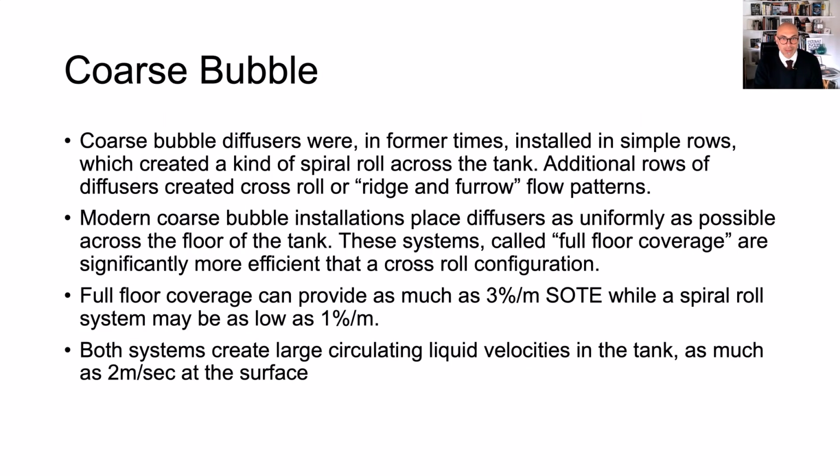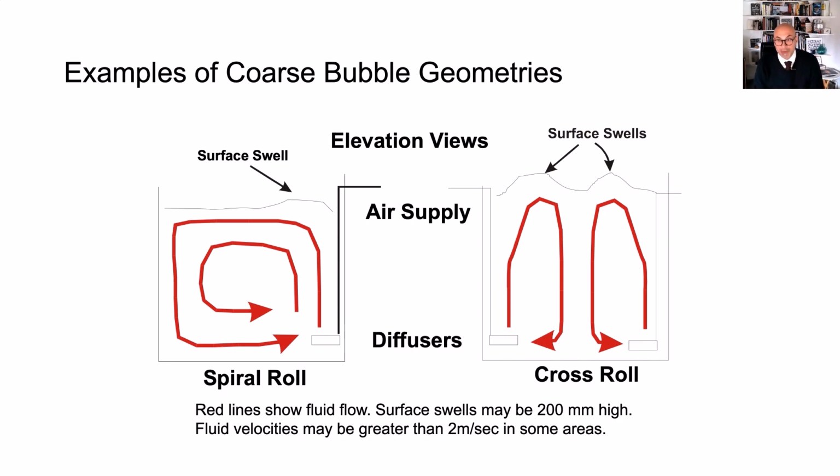And again, you can have different arrangements for coarse bubbles. They don't have to be full floor configuration. Their efficiency is much lower than fine bubble, and the best efficiency is when you have full floor coverage. If you have only one side or 2 rows on the edges, what's called a ridge and furrow kind of flow pattern or spiral roll, you have the least amount of efficiency. And these are the types of configuration known as the full floor configuration I was mentioning. They are very inefficient. In a lot of legacy plants, this still exists.